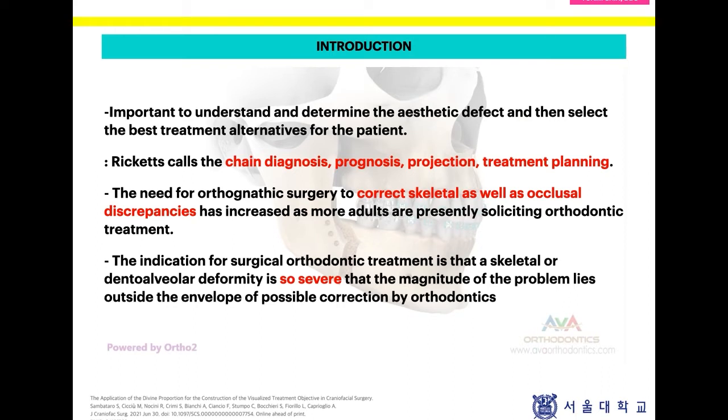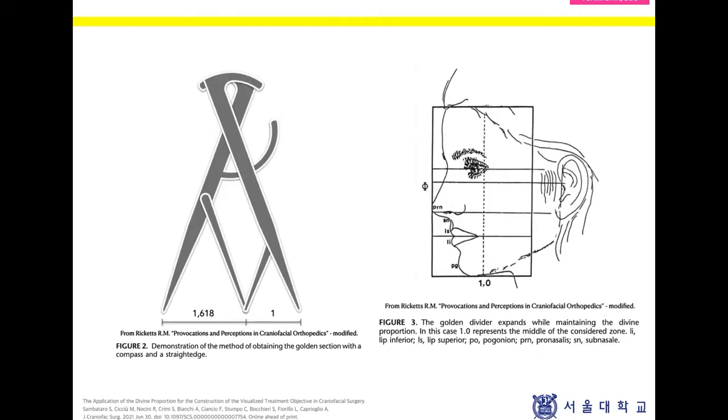for the patient. Ricketts calls the chain diagnosis, prognosis, projection, treatment planning. The need for orthognathic surgery to correct skeletal as well as occlusal discrepancies has increased as more adults are presently soliciting orthodontic treatment. The indication for surgical orthodontic treatment is that a skeletal or dental alveolar deformity is so severe that the magnitude of the problem lies outside of the envelope of possible correction by orthodontics.